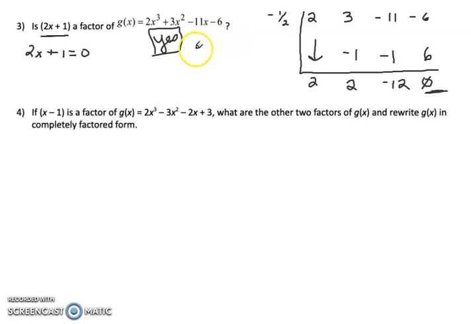It is a factor because there is no remainder. It divides evenly. That's what a factor means, right? Factors of 24, 8 and 3 are possible factors because you can divide with no remainder. Same thing in polynomial world.